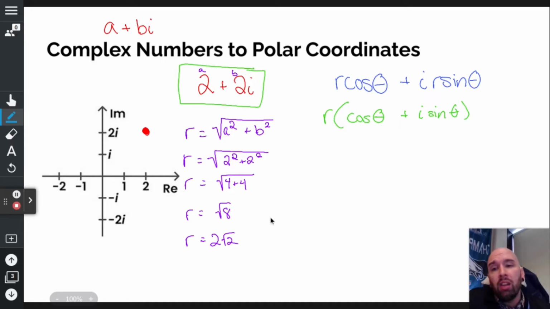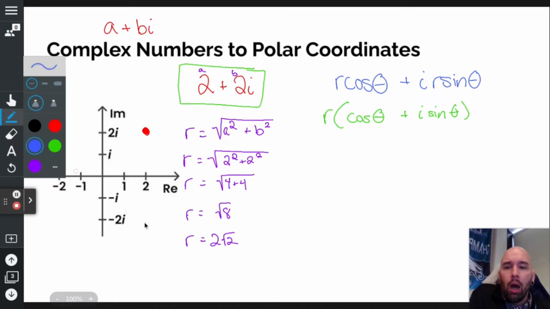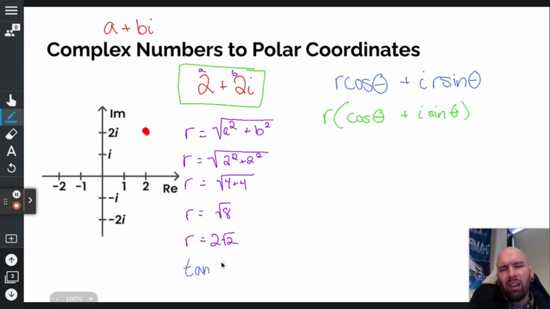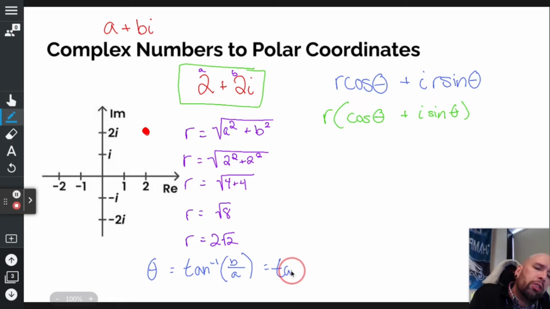Now, what we saw in the last slide is, in order to get theta, we would take the inverse tangent of y over x. Well, I don't have y over x, but it's the same exact idea if we said b over a, and that gets us our theta. In this case, b over a is 2 over 2, so the inverse tangent of 2 over 2 is the same thing as the inverse tangent of 1. The inverse tangent of 1, we technically have 2 answers, but since this lives in quadrant 1, we only care about the quadrant 1 answer, which is pi over 4. So my theta is pi over 4. My r is 2 root 2.